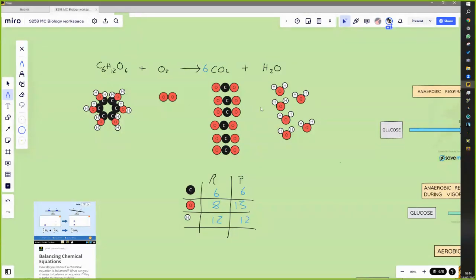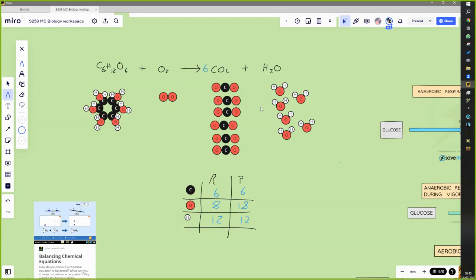We've clearly changed the number of oxygens now. We have 12 there, and then we have, so that adds up, 12, 13, 14, 15, 16, 17, 18. So that makes a total of 18 oxygens on the right hand side. Okay, we're basically there now.